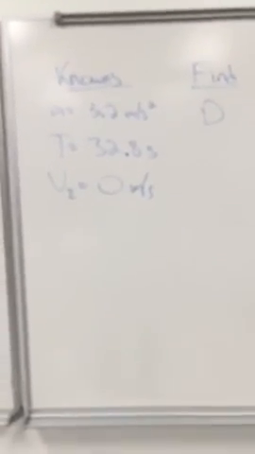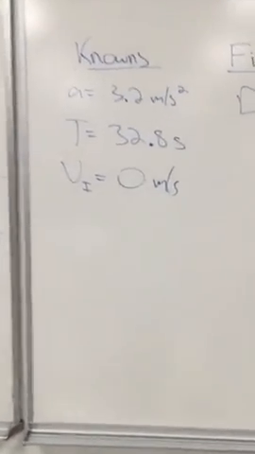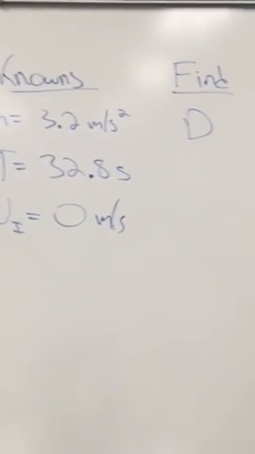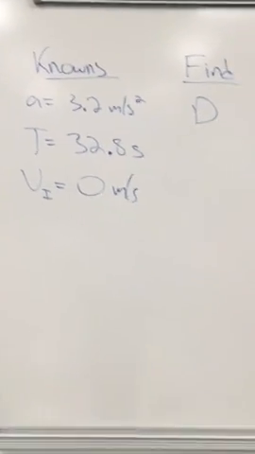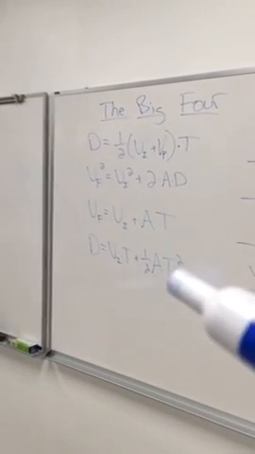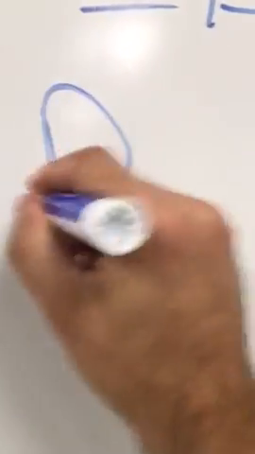So I need to pick an equation that involves A, T, VI, and D. So what's missing? Of our 5 variables, VF is the one that's missing, so I go down. This one has no VF. So I'm going to use this equation: D equals VI T plus 1/2 A T squared.